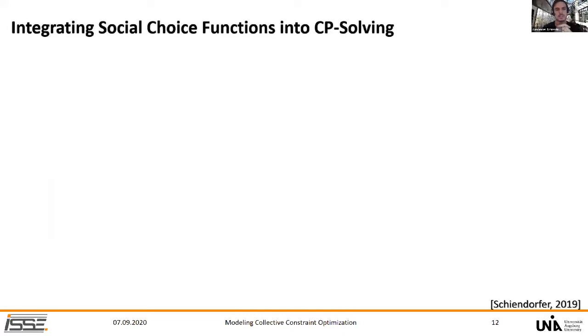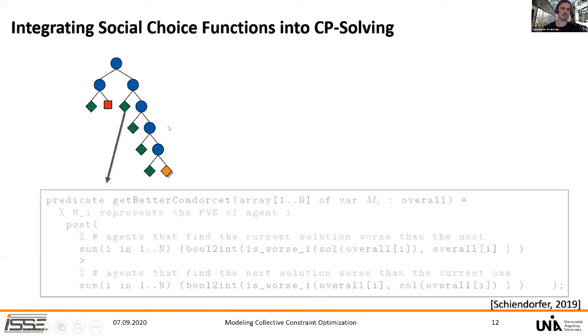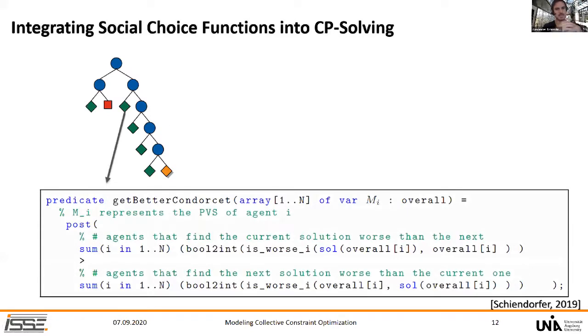Now, how can we integrate these social choice functions such as Condorcet voting into a CP solver? And this is where it gets interesting for our community, because this can be formulated on the modeling solver level quite easily. Imagine we reach this solution in our search tree. What does that really mean?